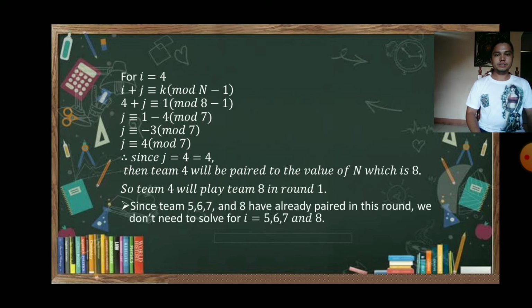Okay, since teams 5, 6, 7, and 8 have already been paired in this round, we don't need to solve for i equals 5, 6, 7, and 8.